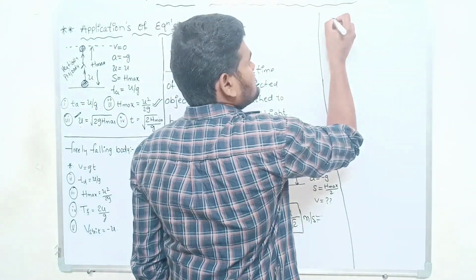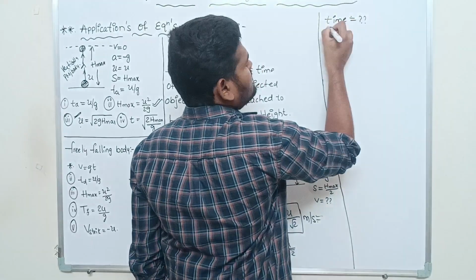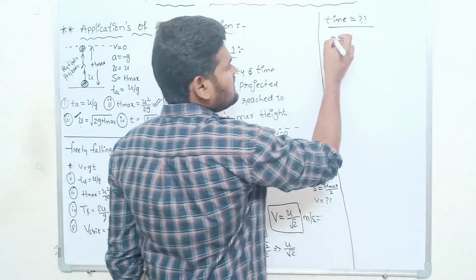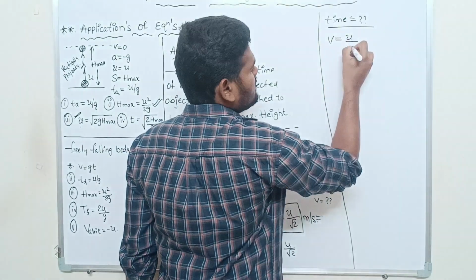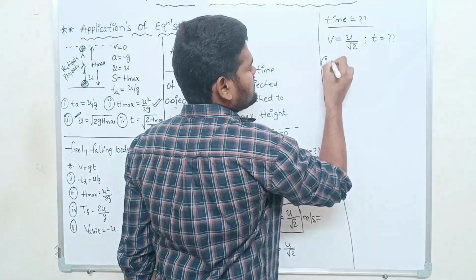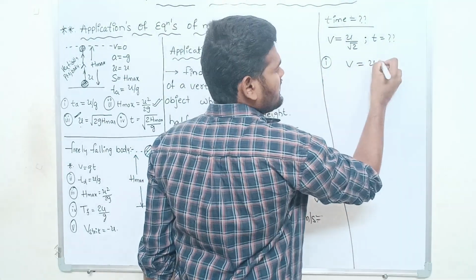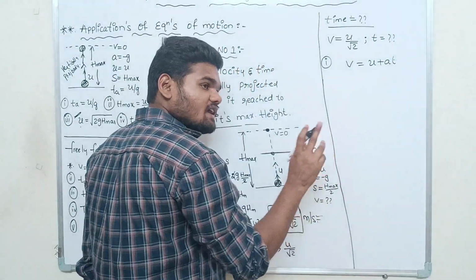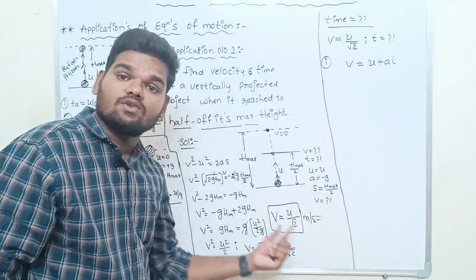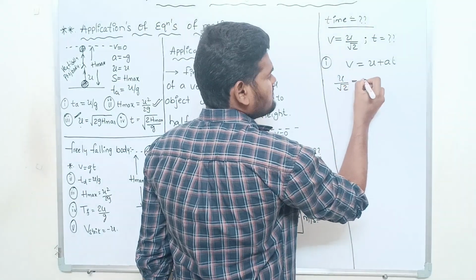Have a look. For the time period, we have to find time. What is the final velocity equation we got? V is equal to u by root 2. What we have to find? Time. So we have the first equation of motion, v is equal to u plus at. What is the value of v? U by root 2.